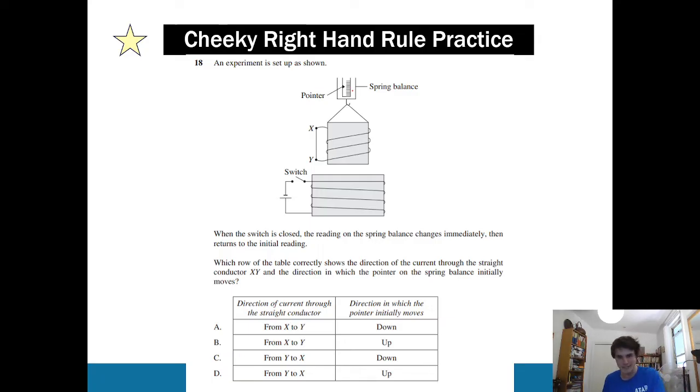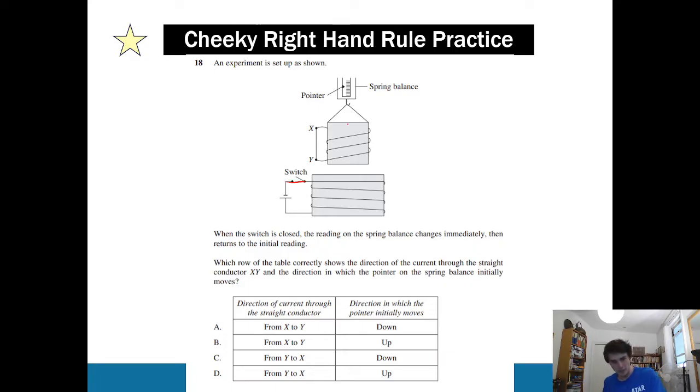Now, just as a bit of context, a spring balance, if you're not fully comfortable with these, is basically just a way of measuring the mass that it's measuring. Imagine if you were to pull the spring balance down, the pointer would move down with it, whereas if you were to push the spring balance back up, the pointer would move up with it as well. Okay. So when the switch is closed, the reading on the spring balance changes immediately, then returns to the initial reading. Which row of the table correctly shows the direction of the current through the straight conductor XY and the direction in which the pointer on the spring balance initially moves?